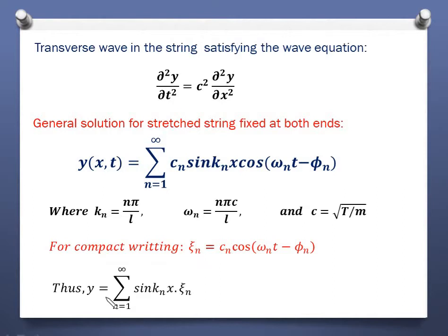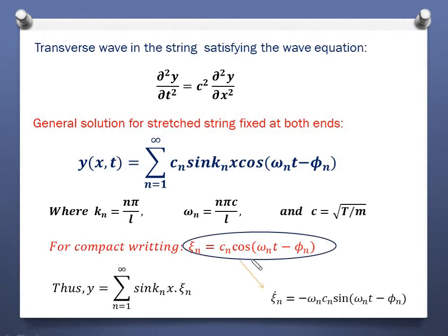So the y becomes like this. So y dot, what will be the y dot? y dot will be sin(kn x) xi n dot, where xi n dot we can write like this. Now let's write the expression for the kinetic energy.